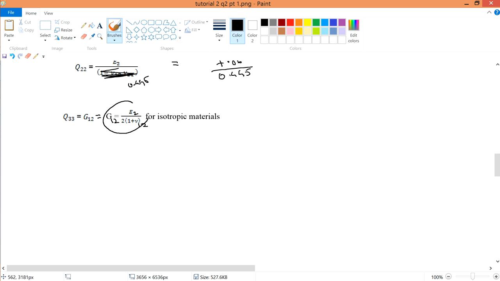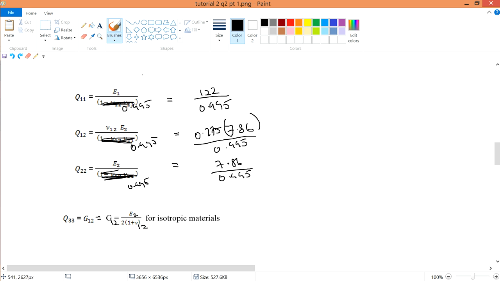You're going to memorize this general formula in case you need it. If I sub in all these values, my E2 is actually 7.86, divided by 2 times 1 plus Poisson ratio 1:2. Poisson ratio 1:2 is actually 0.275, right? This is Poisson ratio 1:2, so I'll have 0.275.